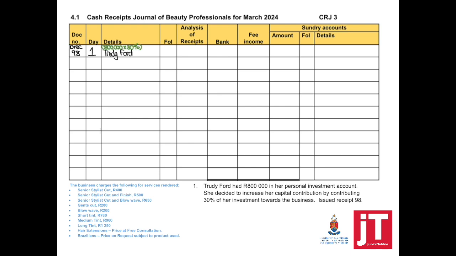800,000 times 50% means that she deposited 240,000 from her own money into the business current account. How much did we deposit at the end of the day? 240,000 into our bank account. Why did we receive the money? Because of capital.